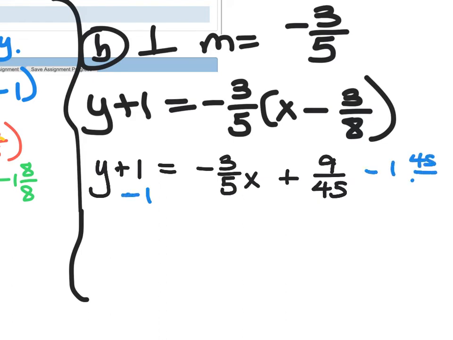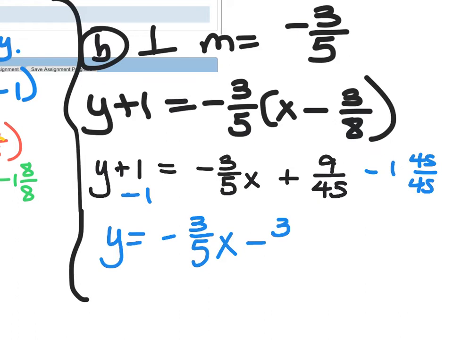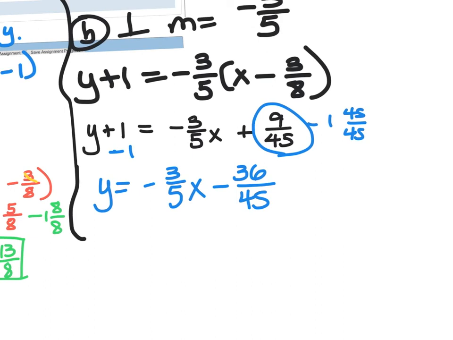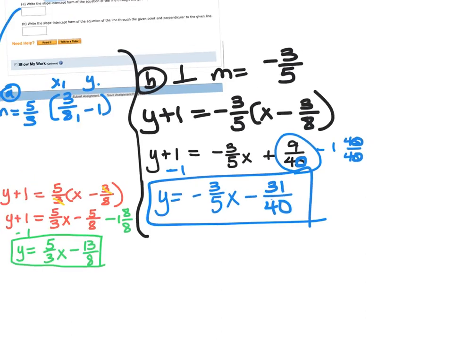So 1 is the same thing as 45/45, and I get y equals negative 3/5 x, positive 9, and negative 45 is a negative 36/45. And that can be reduced because 9 goes into both of those. So I could have reduced it here, or did I do that right? This should be 40. 40/40. And that should be 31/40, sorry. And that's your equation.